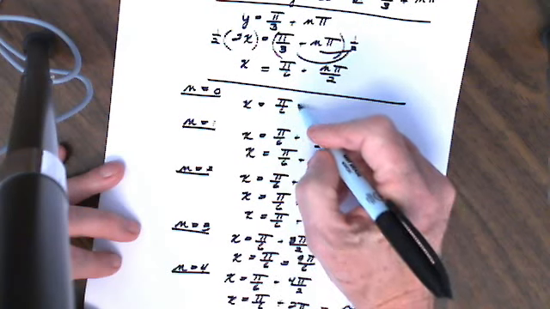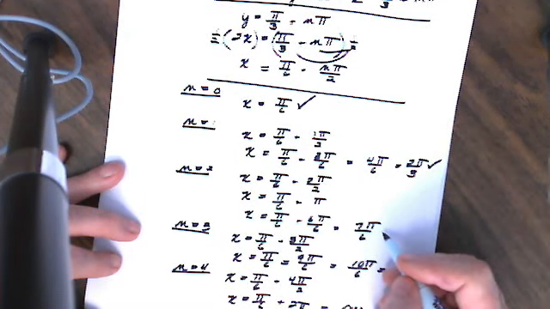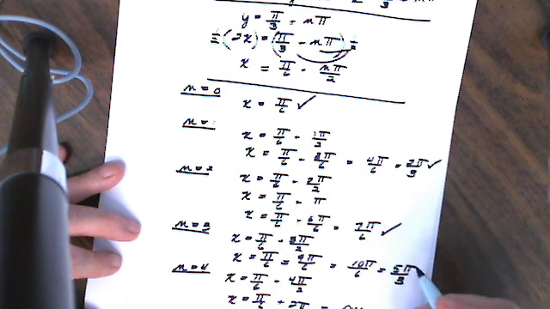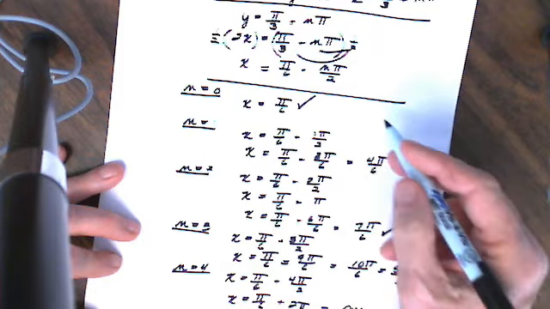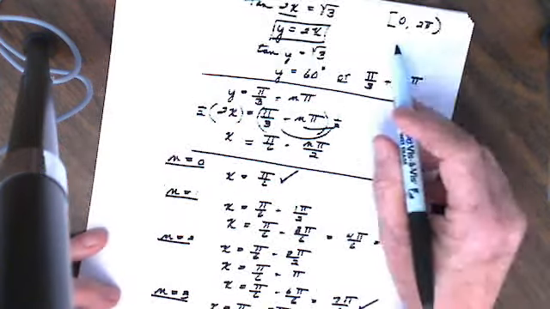And I think I've got one answer here when n is 0, one answer when n is 1, another answer when n is 2, a fourth answer when n is 3, and I have 4 solutions to this problem that fall between 0 and 2 pi. And now I'm done.